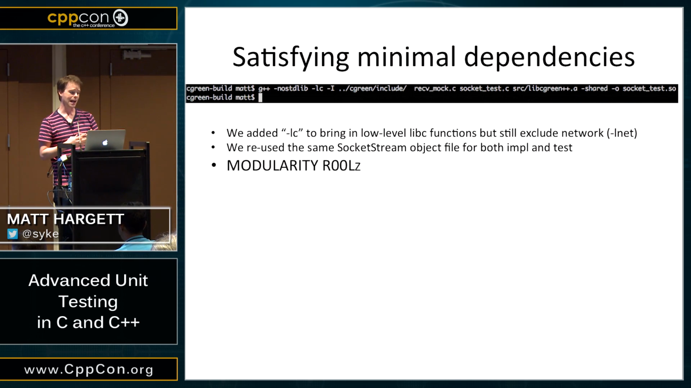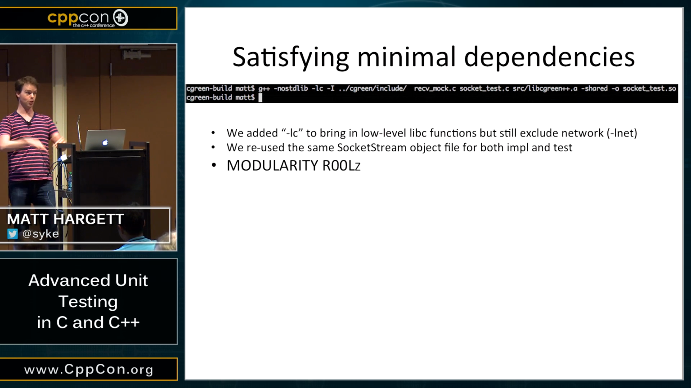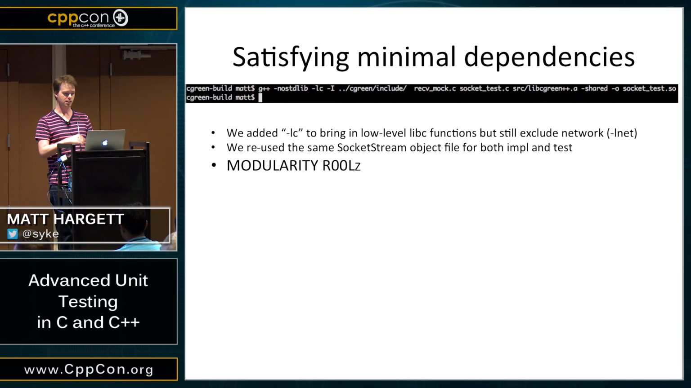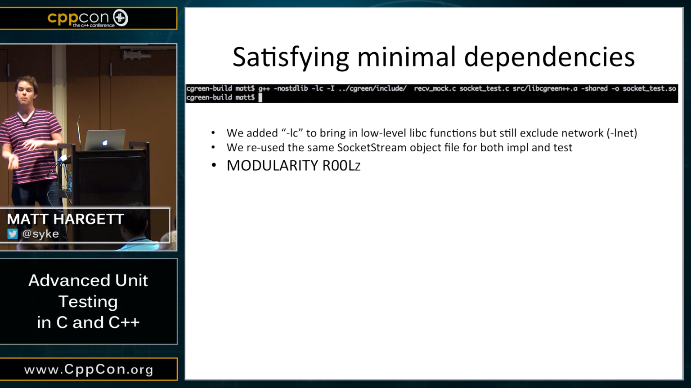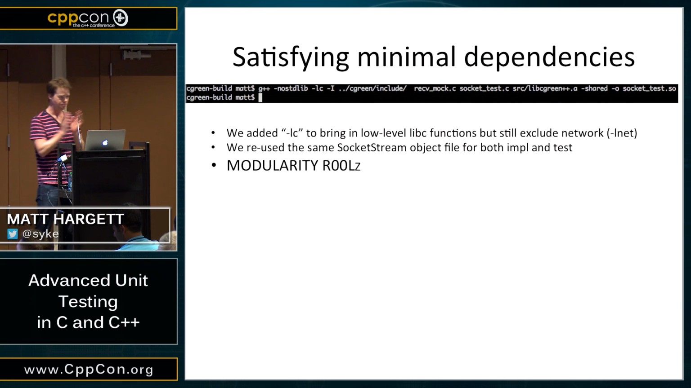So in this case, I had to add -lc. There was a bunch of things that Cgreen uses, file stuff, console IO stuff, and I said no standard lib. I told it, don't help me, and it didn't. So I just added -lc to bring in the low-level libc functions, which still excludes the networking functions. I would have to add -lnet, so it's still going to call my mock receive. My mock receive at link time is the only receive symbol in town.